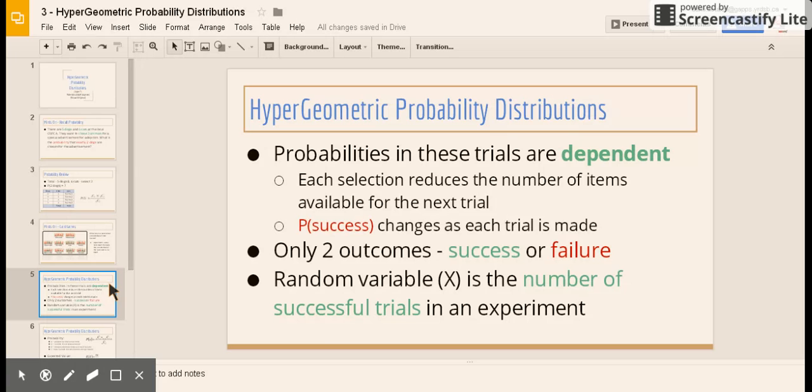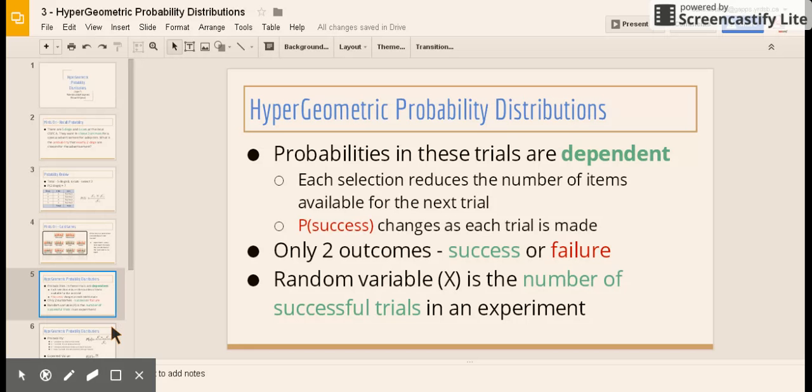Again, there are only 2 outcomes. We either have success, something happens, or failure, it doesn't happen. In this way, it is similar to the binomial distribution. We are looking at success or failure. And the random variable is the number of successful trials in an experiment. That is also the same as the binomial probability distribution. So really the only difference is that this is dependent, where binomial distributions were independent.